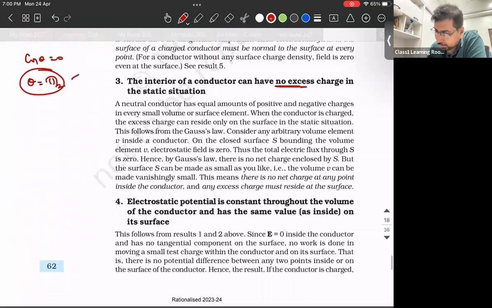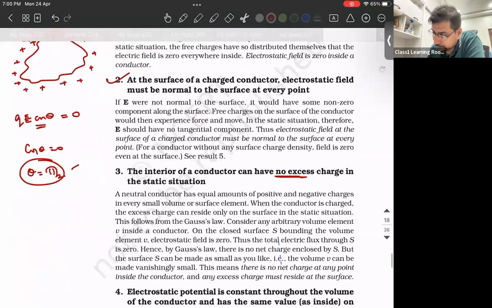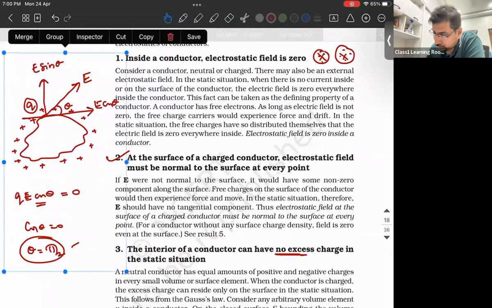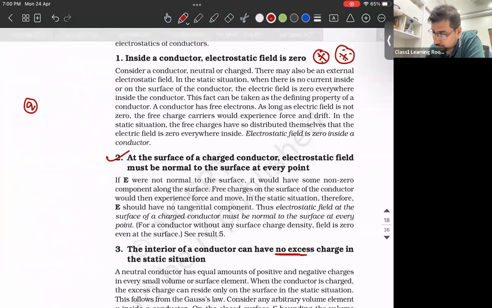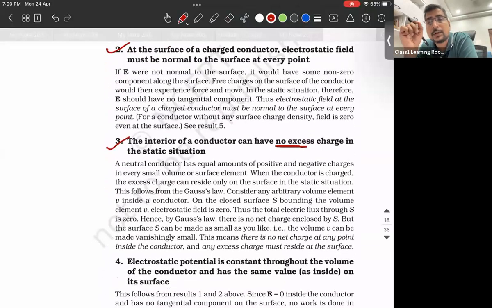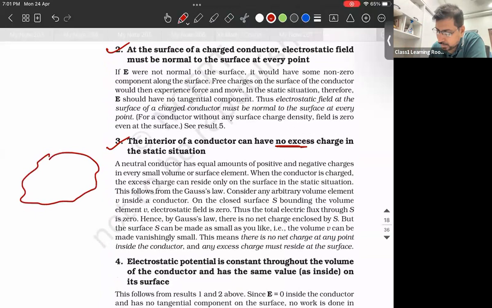Okay, next. The third one is: the interior of a conductor cannot have any excess charge in the static situation. So when you take a conductor, in the static situation, the interior of the conductor can have no charge stored in it. Okay, it will have no charge that is stored in it.